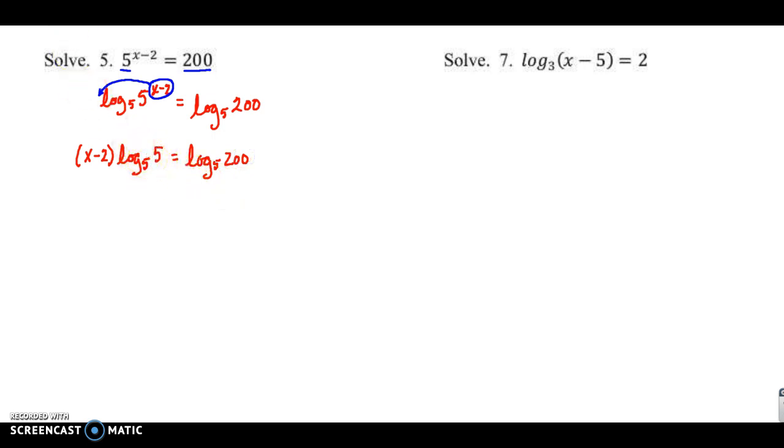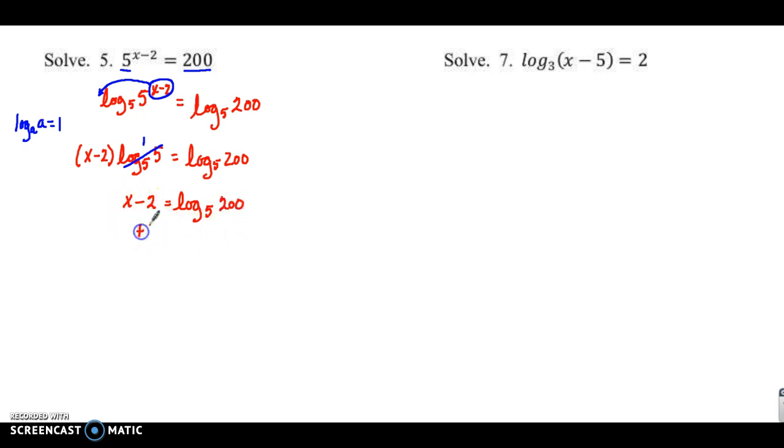Now remember, we also learned a property that told us if we have a log to any base and the same number, anytime these two numbers are the same, that's equal to 1. So in my equation, log base 5 of 5 becomes a 1. When that happens, I just have x minus 2 equals log base 5 of 200.